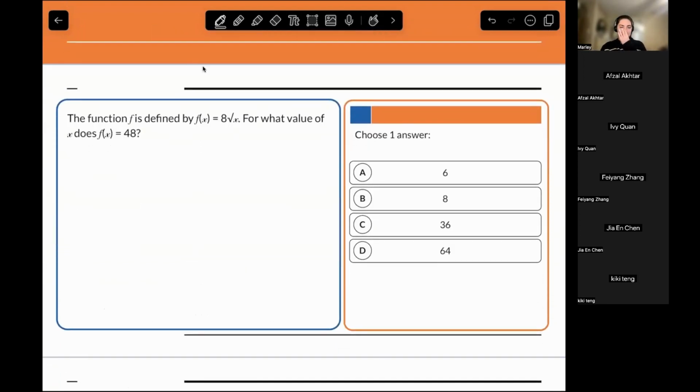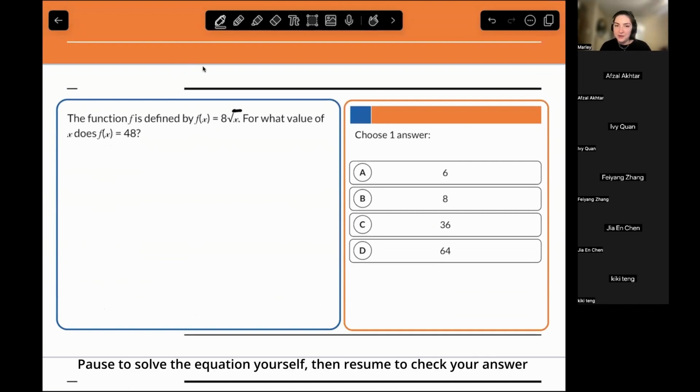This function f is defined by f of x is equal to 8 root x. Let me just draw that out a little bit more. For what value of x does f of x equal 48? All right, we're getting a lot of the correct answer on this one so far. I'll give you guys 1 more minute to try and set this one up and solve.